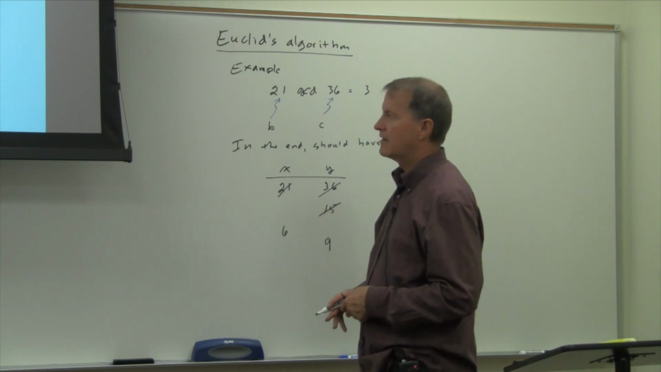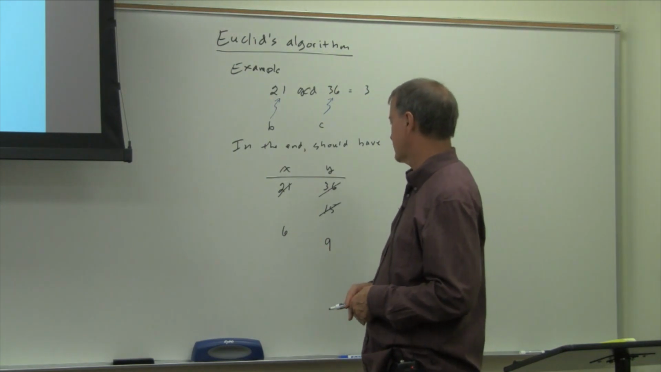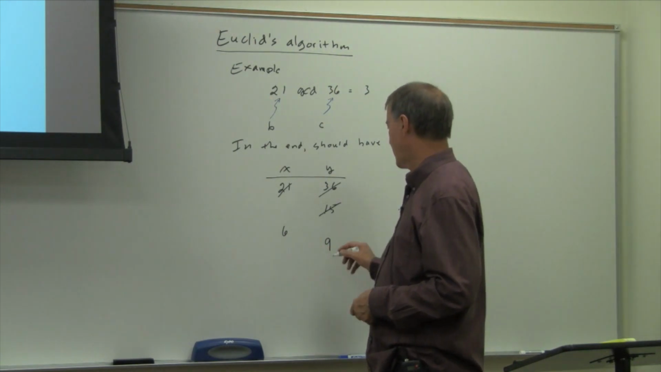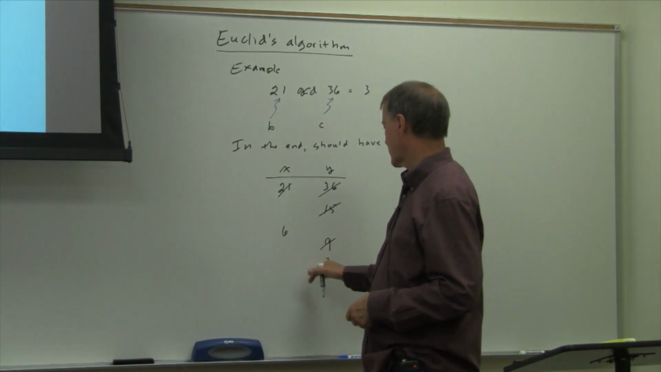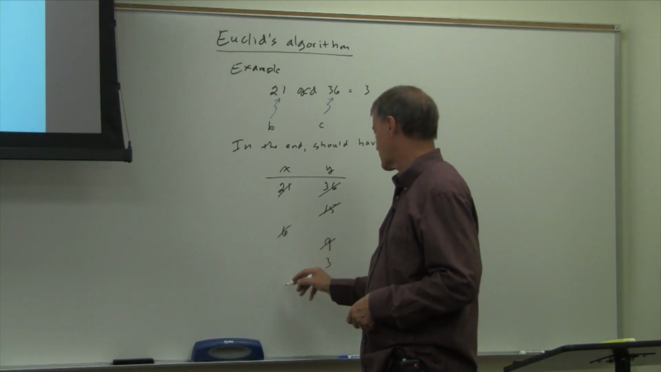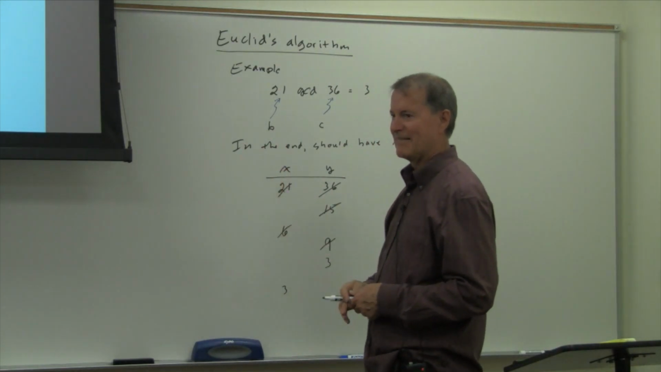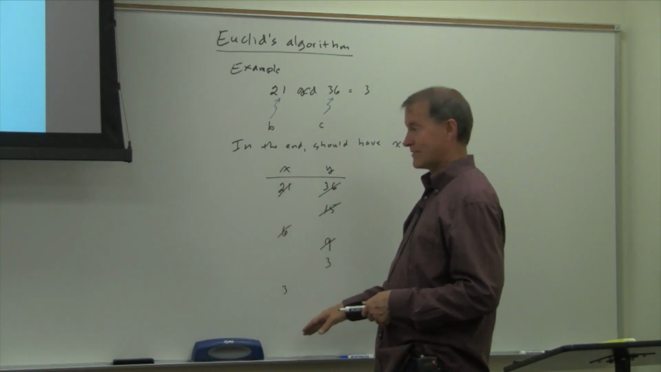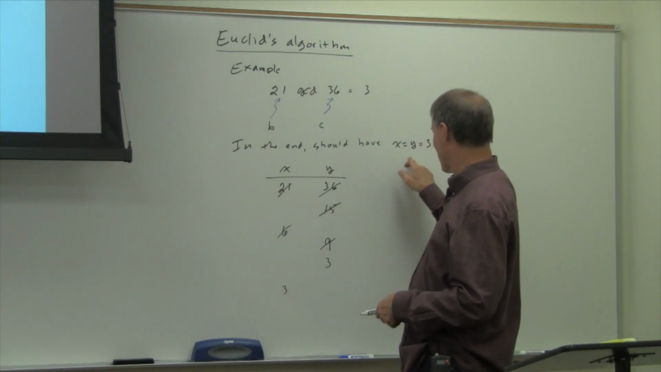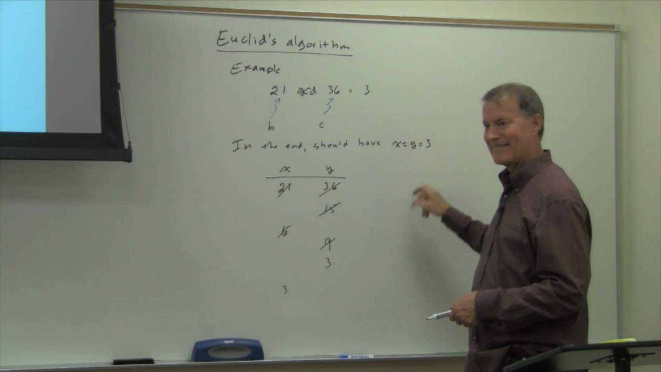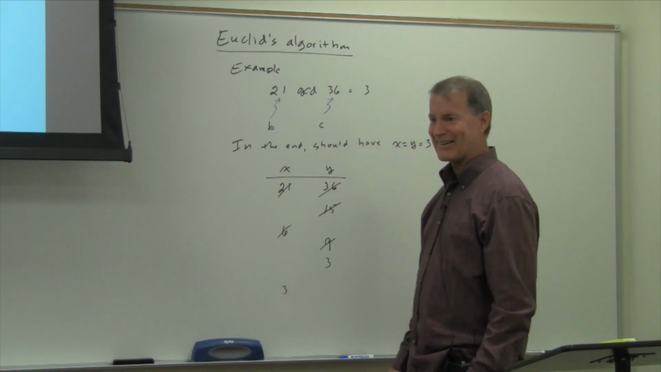All right? And then 6 is not equal to 9. What happens? Y gets 3. And then 6 is not equal to 3. X gets 3. Now, is X not equal to Y? False. So we terminate. And what happens? X equals Y equals 3. And furthermore, it's the GCD. Now, is that slick or is that slick?